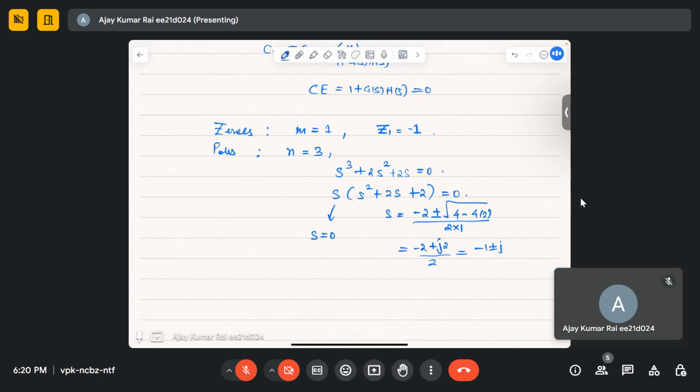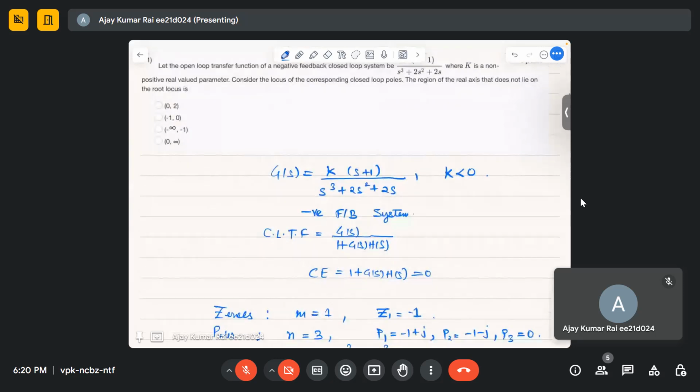So we have 2 roots, let me call them s1 and s2, and the third root s3. s1 is minus 1 plus j and s2 is minus 1 minus j. So p1 is minus 1 plus j, the first pole, the second pole is minus 1 minus j, and the third is at the origin. So we have 1 zero and 3 poles.